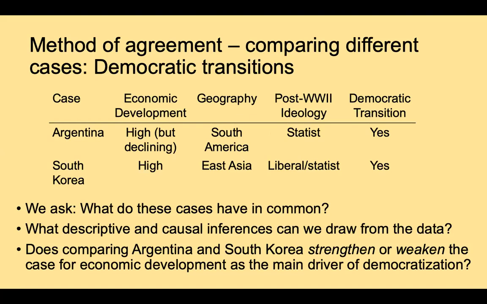Ishan says, these cases have the economic development in common, which strengthens the case of economic development and democratic transitions. Okay. Gustavo says, these show that economic development, actual democratic transition, and post-World War II ideology are very common amongst these two countries, and is the reason why they both had a good transition around this time. We can also infer that region or geography does not matter based on this data.